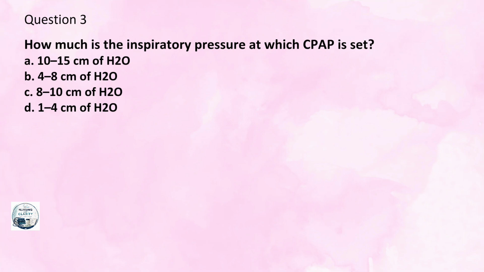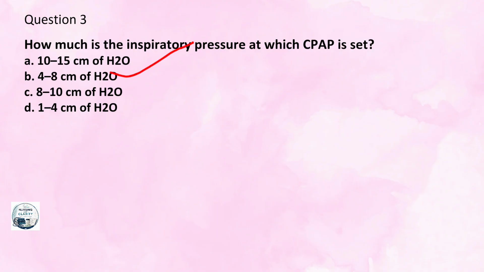How much is the inspiratory pressure at which CPAP is set? Option A, 10 to 50 cm of H2O. Option B, 4 to 8 cm of H2O. Option C, 8 to 10 cm of H2O. Option D, 1 to 4 cm of H2O. The right answer is 4 to 8 cm of H2O.